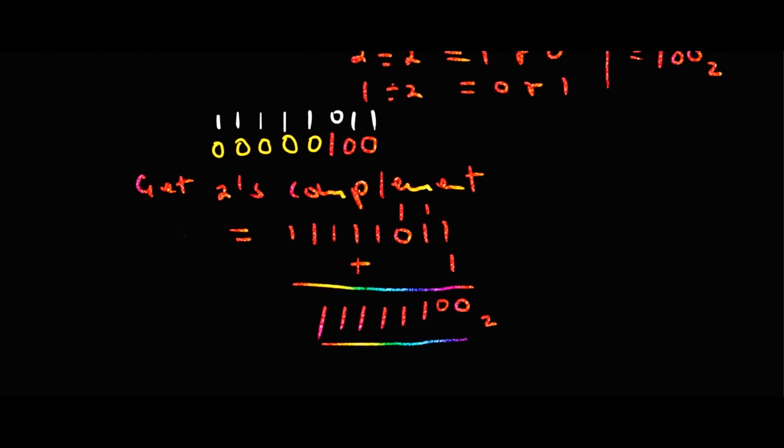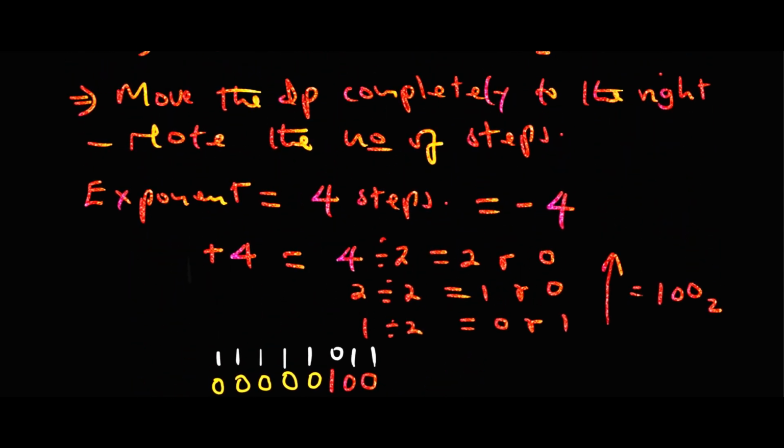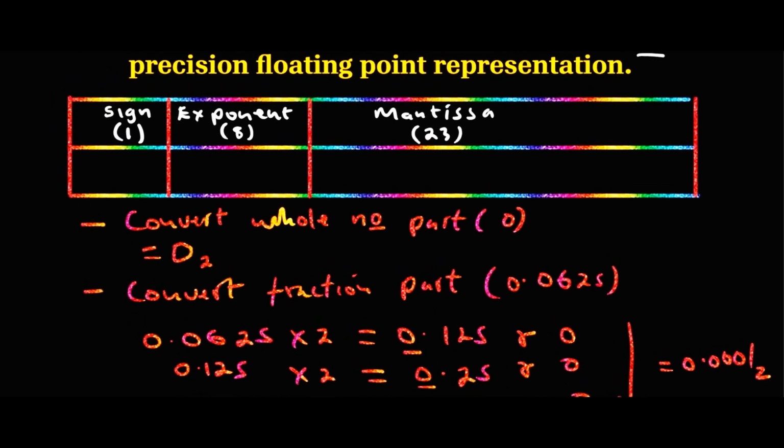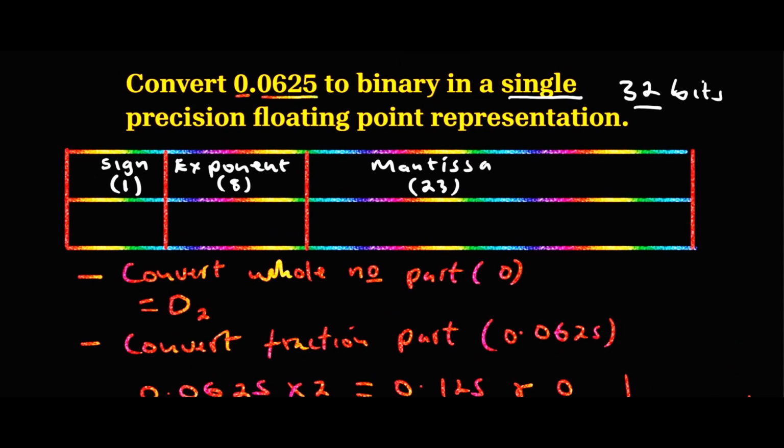So let us just take that straight to our table. We can start by filling the sign bit. Remember, the sign bit just stands for the sign of the original number. In our case, the original number was positive, so that is represented by 0. And our exponent we have found to be these 8 bits. That is what we have obtained according to our calculations for the exponent.